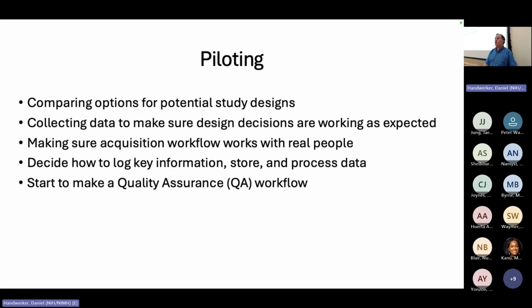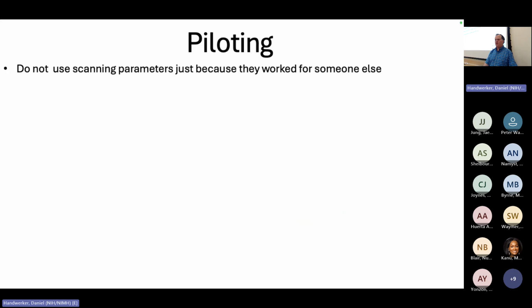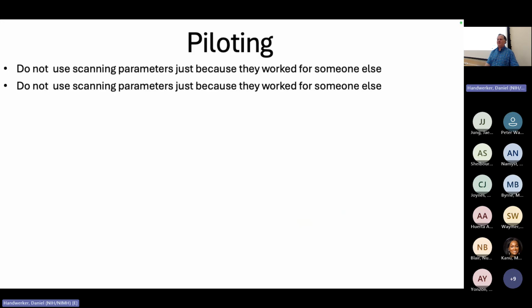As also when you start making your quality assurance workflow. So what are you going to look for when you collect every subject's data? And making sure things work. So again, if there's any message that I'm going to stress, do not use scanning parameters just because they worked for someone else. Easy here. Do not use scanning parameters just because they worked for someone else. And I think that's about the fourth time I've said this in my talk.